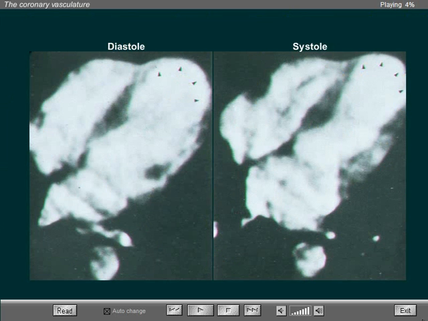This is a CT of a left ventricular aneurysm in a heart that shows diastole on the left and systole on the right. And note the hourglass deformity of the left ventricular cavity and the diffuse hypokinesis, or actually akinesis, of the periapical portion of the left ventricle with marked diminution in the ejection fraction.